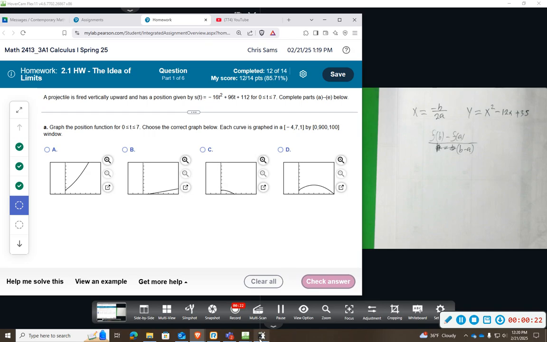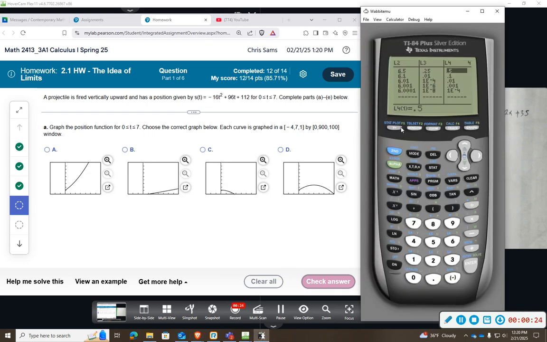So again, I'm going to grab our calculator. I'm going to go to y equal. I'm going to clear out what we have, and I'm going to enter this equation. So negative 16, it says t squared, but our calculator inputs the variable x. So we'll be using x. I'm going to add 96x, and then we're going to add 112. All right, we're going to graph this function.